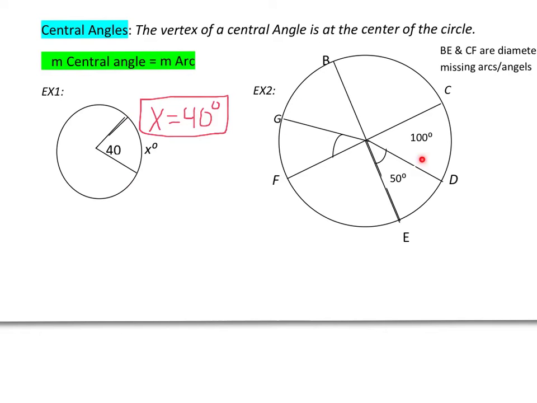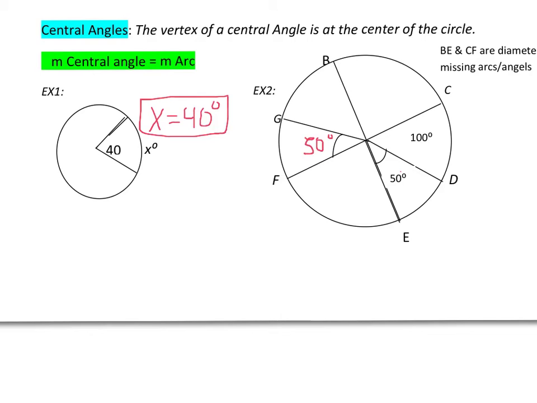What if we're given something like this and we're being told that BE, this segment here, and CF, this segment here, are diameters, and they want us to find the missing arcs and the missing angles? The way we do that is we have to understand what these symbols mean. This symbol and that symbol mean that these two angles are congruent. These two angles are congruent, and they're central angles. So if this is 50, then this one is also 50.